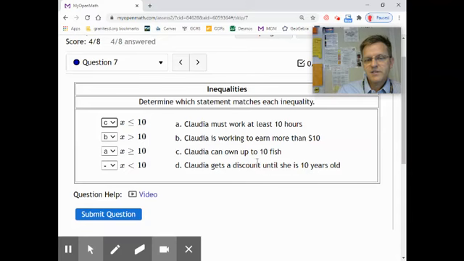Now, Claudia gets a discount until she's 10. That means she gets a discount at 8, she gets a discount when she's 9, she gets a discount when she's 2, but the moment she turns 10, no discount. And that's this last one here. X is less than 10.